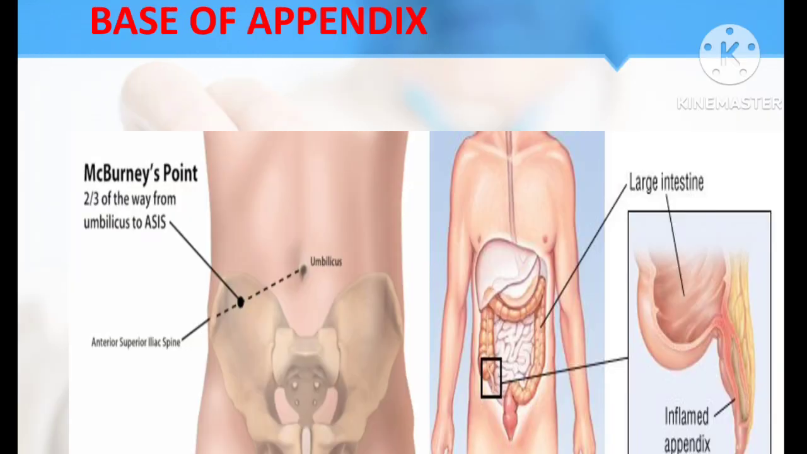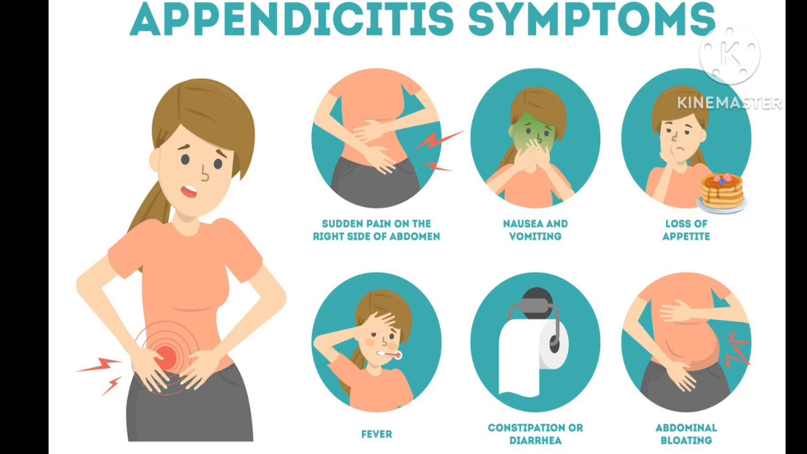The sympathetic afferent fibers of the appendix arise from the T10 segment of the spinal cord, thus explaining why the visceral pain of early appendicitis is felt centrally within the abdomen. The classical presentation of acute appendicitis consists of periumbilical pain, that is referred pain, which within a day or later localizes to McBurney's point, associated with fever, nausea and vomiting.